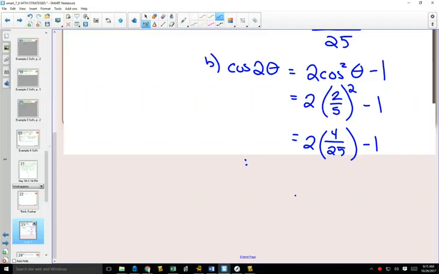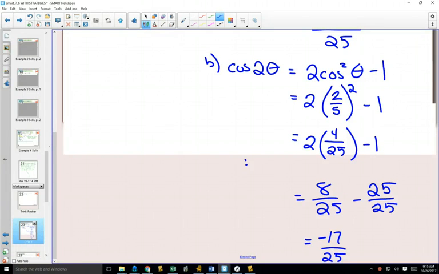Then multiply. And I'm going to change the 1 to 25/25. So I have my common denominator, 8 minus 25. Negative 17/25.